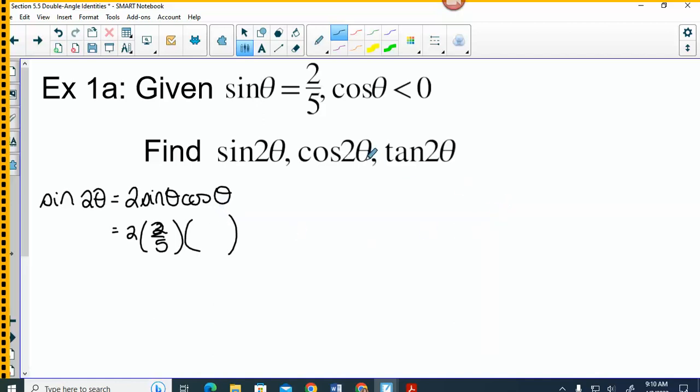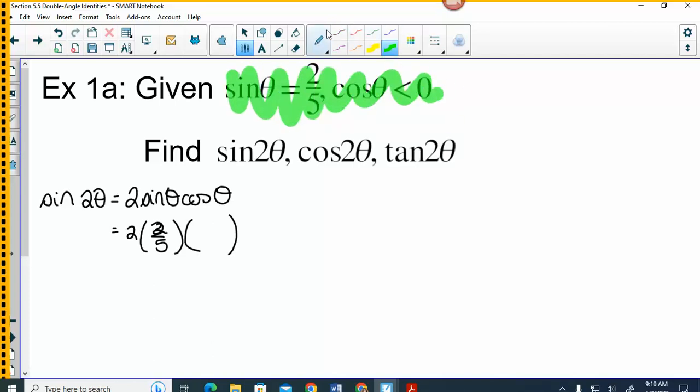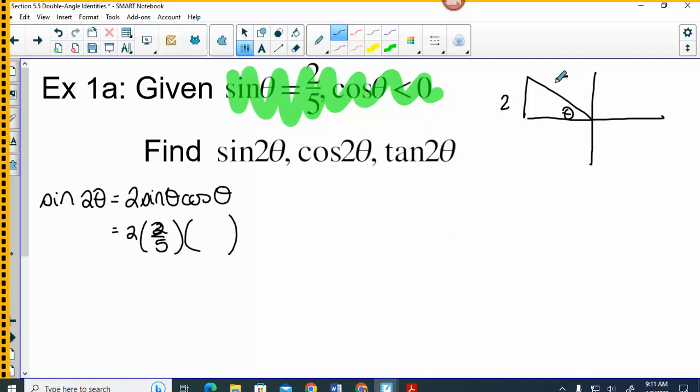To do so, we could go back to this statement right here. Let's set up a triangle like we did way back in the first chapter. Sine is positive, but cosine is negative. So if sine is positive, it's either quadrant 1 or 2. If cosine is negative, it's in quadrant 2. So this is for angle theta. So sine, SOHCAHTOA, is opposite over hypotenuse, and we can do Pythagorean theorem to get the other side.